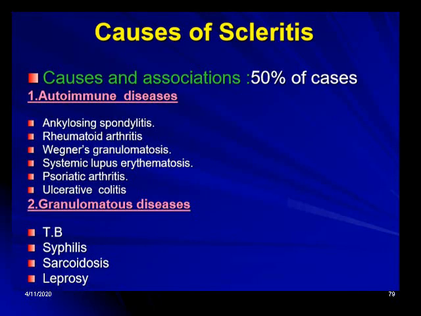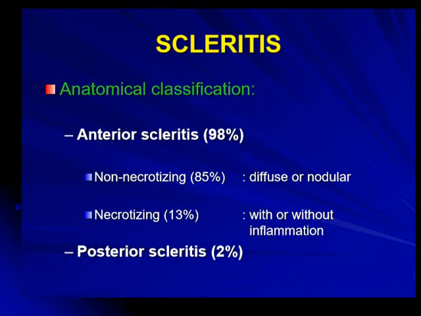So this table shows the different types of scleritis, ranging from autoimmune diseases to granulomatous diseases. This is the list of diseases. Now you should keep this in your mind because this might come as an MCQ. What are the autoimmune diseases associated with scleritis and the granulomatous diseases like TB, syphilis, sarcoidosis, leprosy?